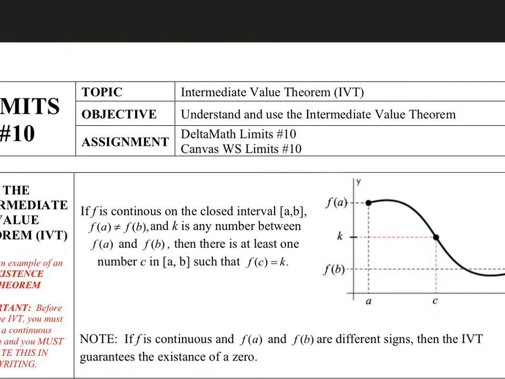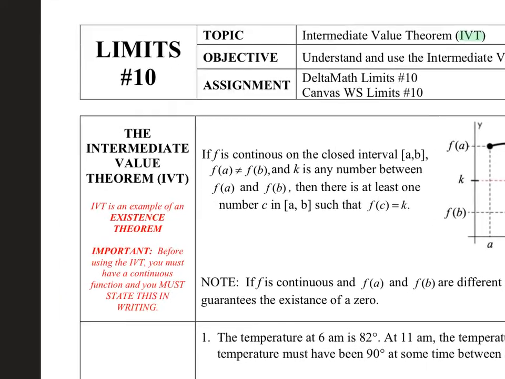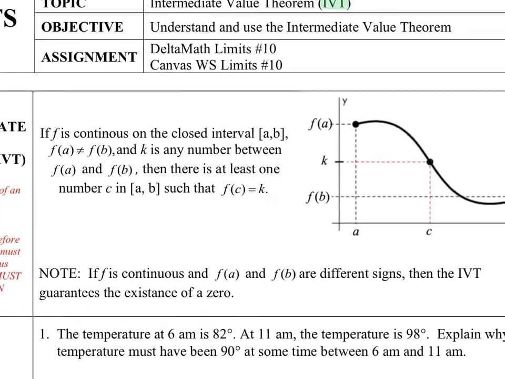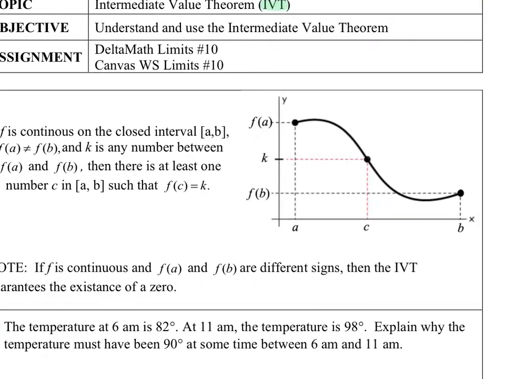Limits number 10 is all about the intermediate value theorem, abbreviated IVT, and we call it an existence theorem because all it does is prove that something exists without really telling us how to find it. And we have the words of the IVT over here, but let me paraphrase what it means. I've got this function, and it is a continuous function, and that's going to be important to us. And its y values go from f of b all the way to f of a.